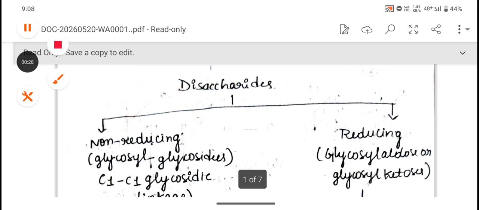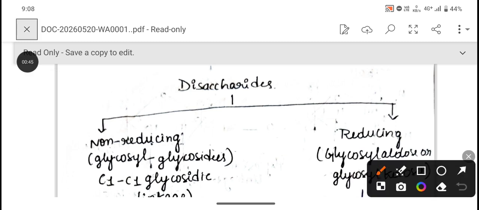So disaccharides are the carbohydrates or sugars which consist of two sugar units in their composition, which means when you hydrolyze these disaccharides it will give monosaccharides. So di stands for two, right? Di stands for two and saccharides stands for the sugars. So disaccharides are the carbohydrates which consist of two sugar units in the structure.